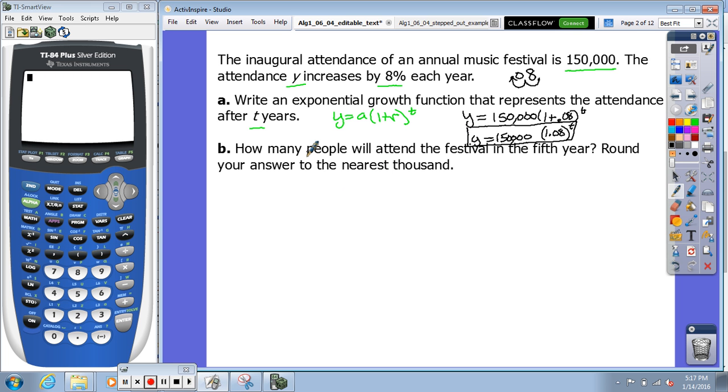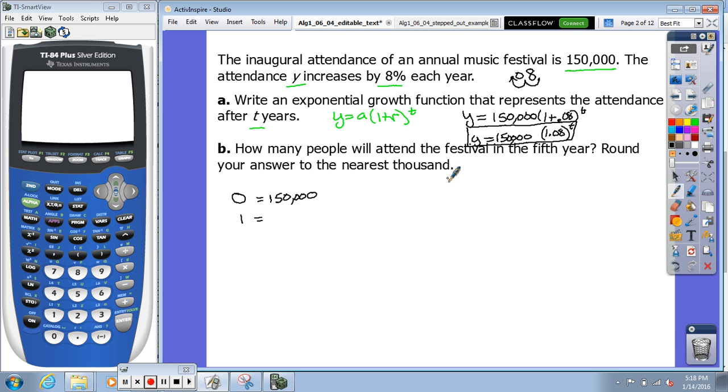So it says, how many people will attend the festival in the 5th year? And it wants us to round our answer to the nearest thousand. So now let's just go ahead and think about this. Normally we won't take this much time, but let's take a look. In year 0, which is technically the first year, we plug in 0 because it is after t years. So 0 is going to be 150,000. So after one more year, which would be its second year, we would plug in a 1. We could plug in 2 to find out 2 years after the inaugural year, 3 to find out 3 years, and so on.